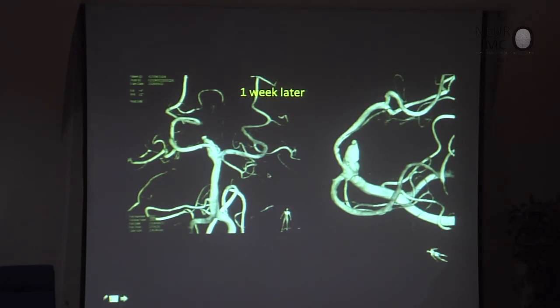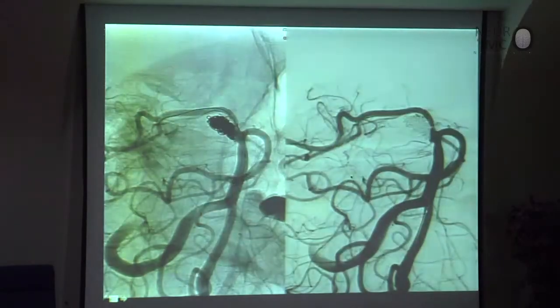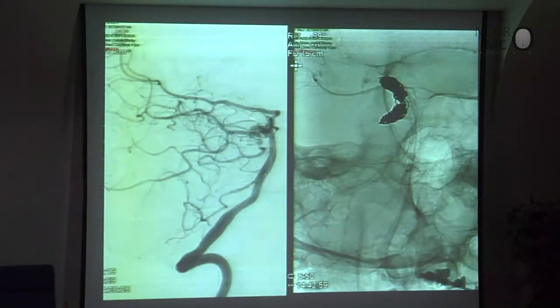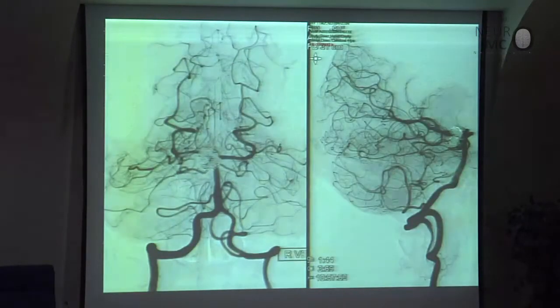This is a week later, the same case. It's the coiling. 3 months later, look at that regrowth, also the enlargement of the superior cerebral artery because of the dissecting nature. And then the recoiling and the flow diverter. It's getting better, still some symptoms, but she's in good shape.